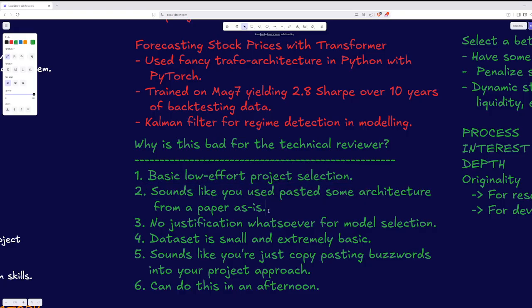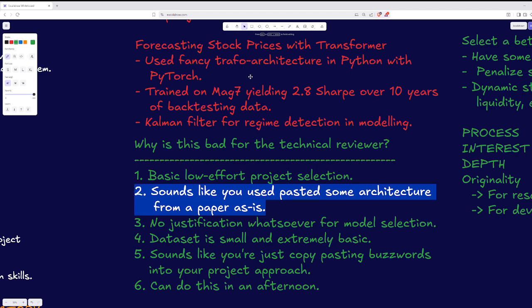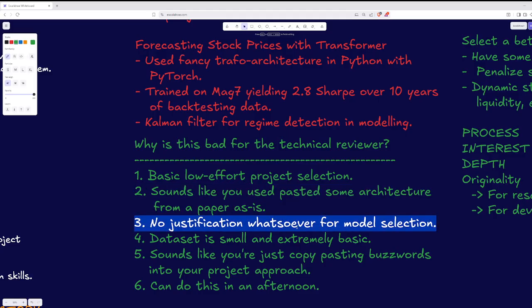Two, it sounds like you just copy-pasted some fancy GitHub repo that implemented this architecture. So again, think about what the technical person is going to think and try to make it seem like there's some depth to the project. Three, there's no justification for the model selection, right? It seems like you just picked this. Why? Who knows? And probably you don't have a good answer to that if you've just tried one model.